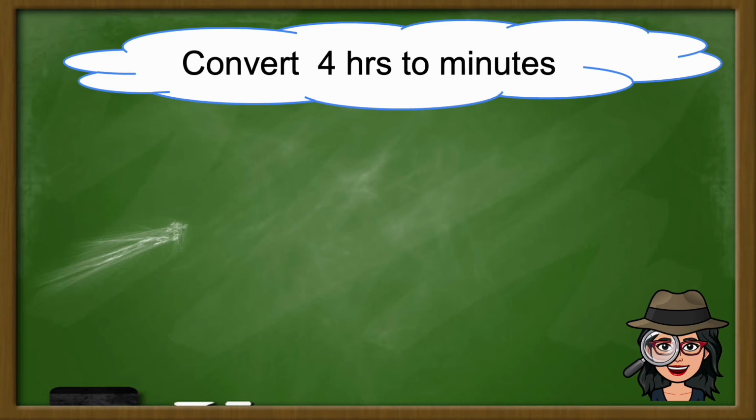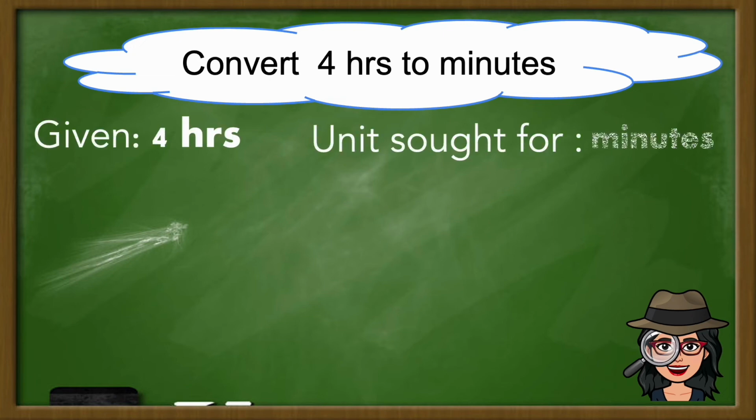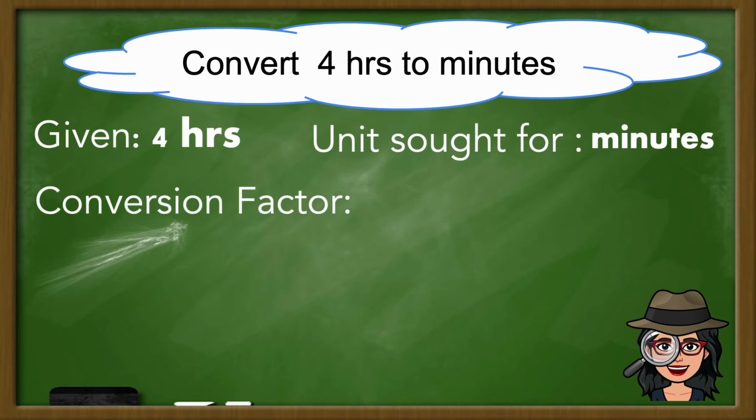Convert 4 hours to minutes. So this is a conversion that involves time. Okay, so given is 4 hours. Unit sought for will be minutes. So what will be our conversion factor? Which one is bigger? Is it hour or minute? Correct, it's hour. So for every 1 hour, that is equivalent to 60 minutes.